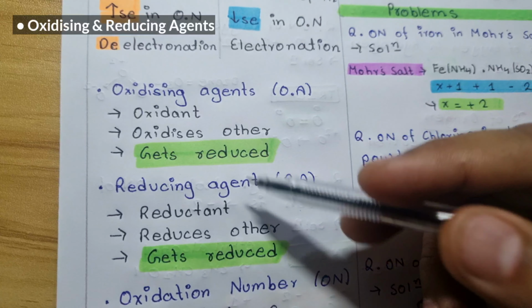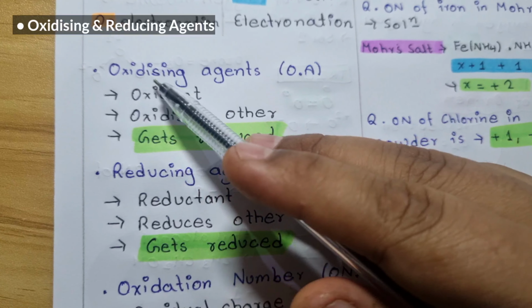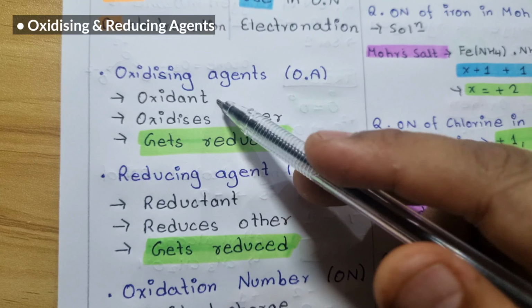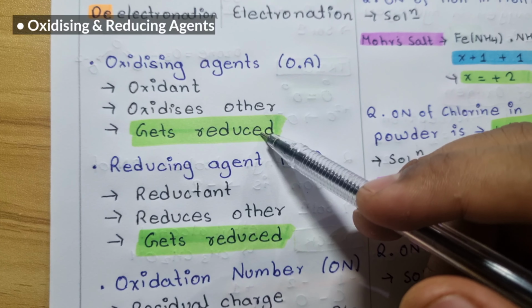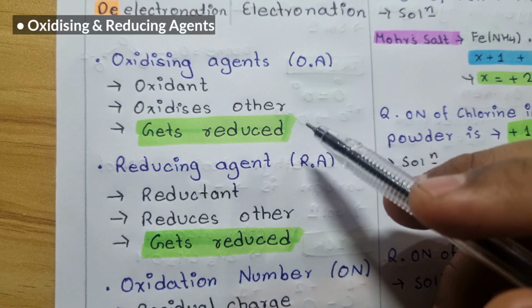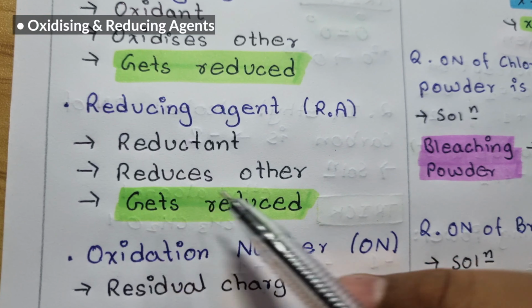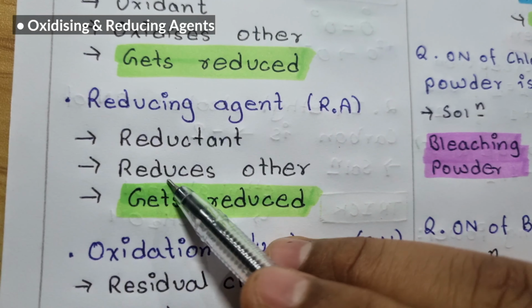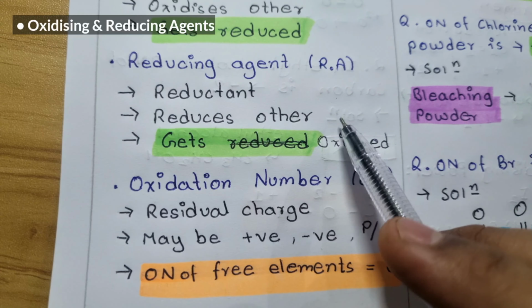Now, here are two types of agent. First one is the oxidizing agent, second one is the reducing agent. What does oxidizing agent mean? It oxidizes others but itself gets reduced. That's why the oxidizing agent gets reduced by the reaction, whereas the reducing agent gets oxidized by the reaction and it reduces others. Reducing agent gets oxidized by the chemical reaction.